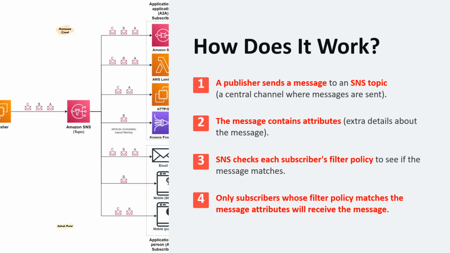Now we will see how it works. A publisher sends a message to an SNS topic. An SNS topic is nothing but a central channel where messages are sent. The message contains attributes. Attributes are nothing but extra details about the message. SNS checks each subscriber's filter policy to see if the message matches. Only subscribers whose filter policy matches the message attributes will receive the message.